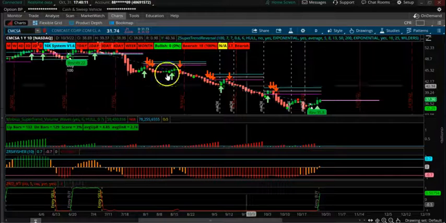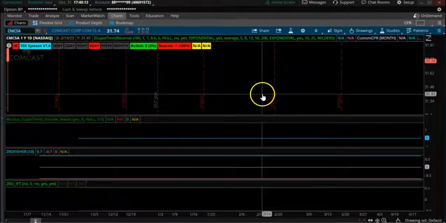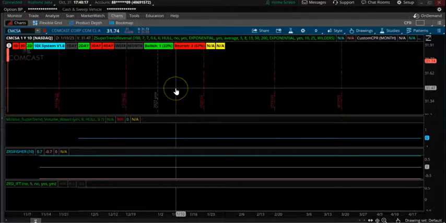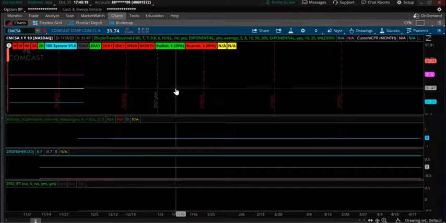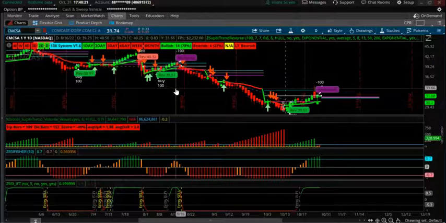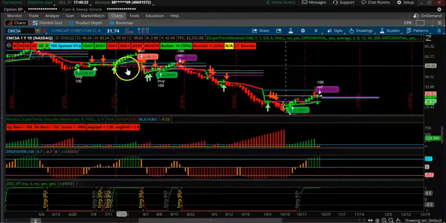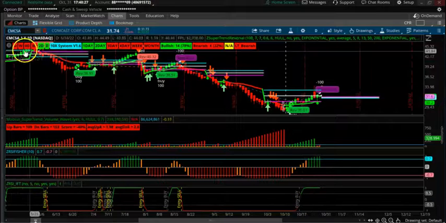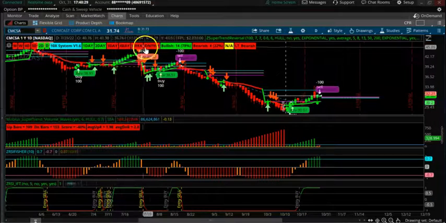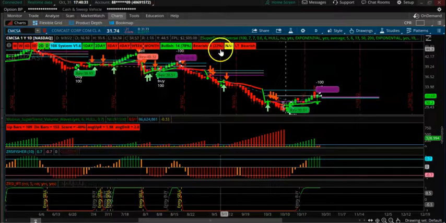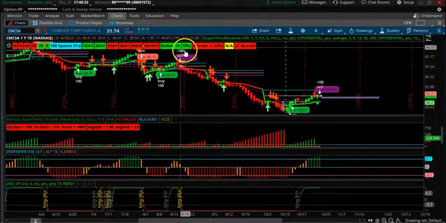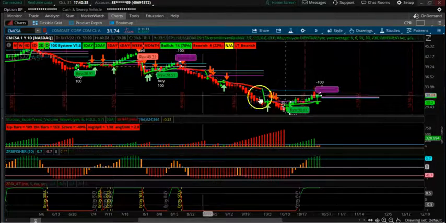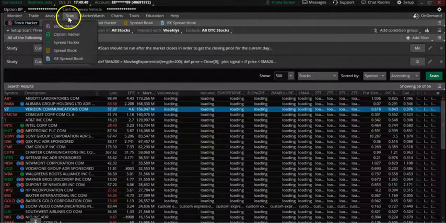Comcast. See, trending down, volume and everything is up. Higher time frames negative. So long term bearish, but it's a lot of bullish activity happening. Okay, so you want to wait for the reversal. Okay, now scan.